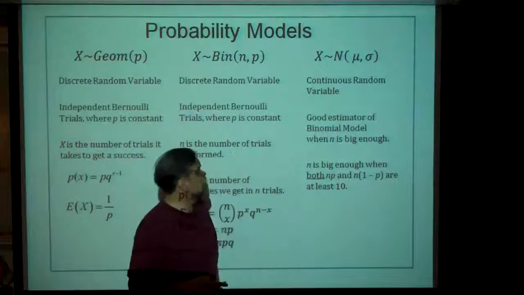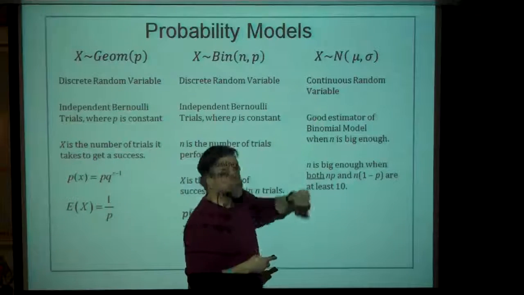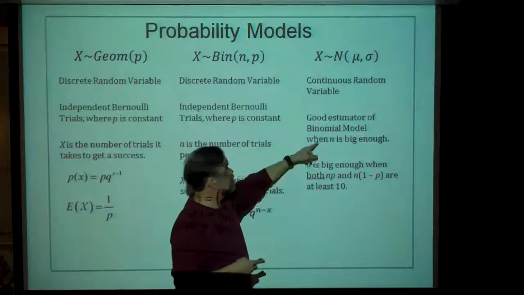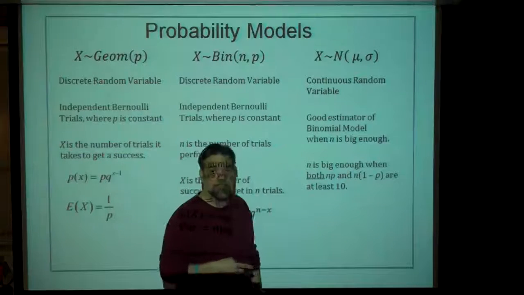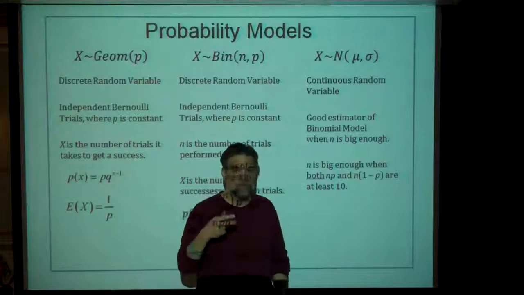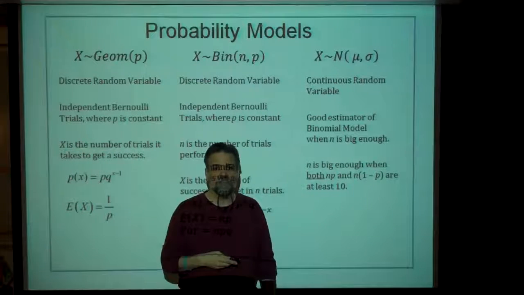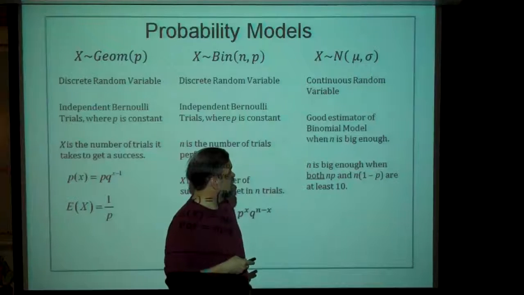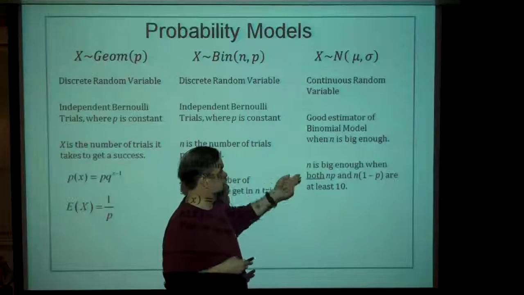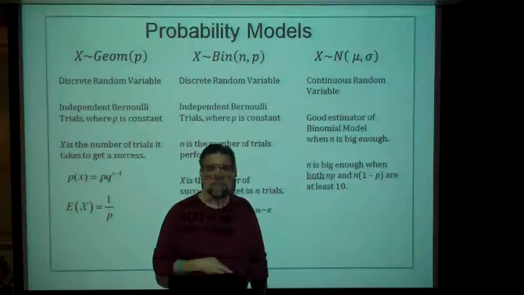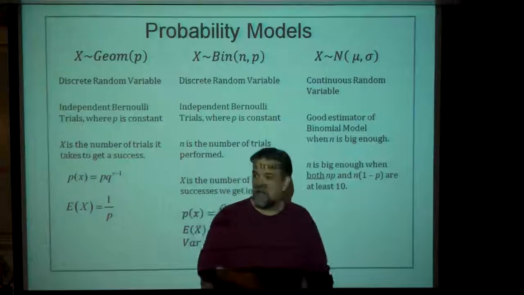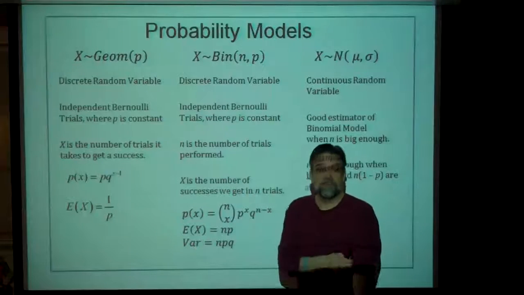And then with our normal random variable, remember it's a continuous random variable. It's a very good estimator of the binomial model when n is big enough. Remember, when you have at least 10 expected successes and at least 10 expected failures. And there you go. N is big enough when you have that condition. Okay? So that's it about those three models.